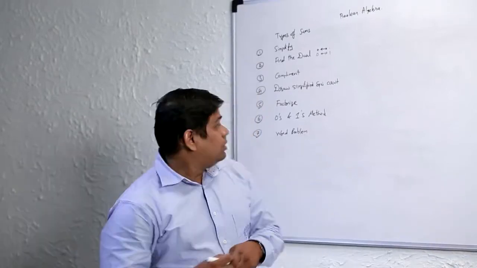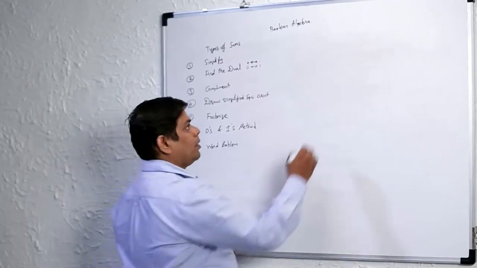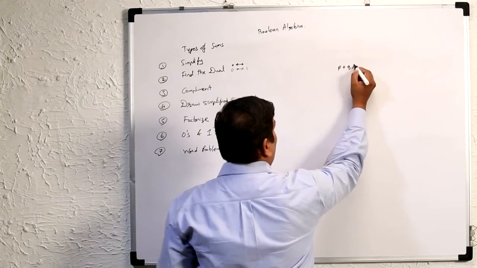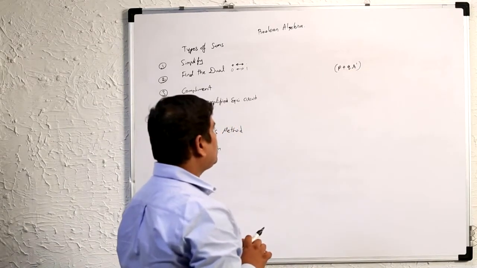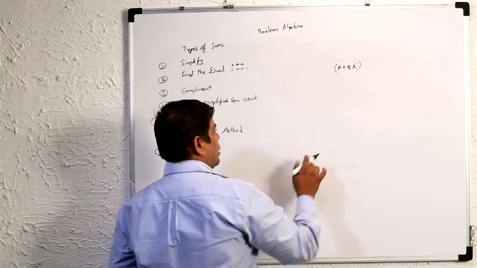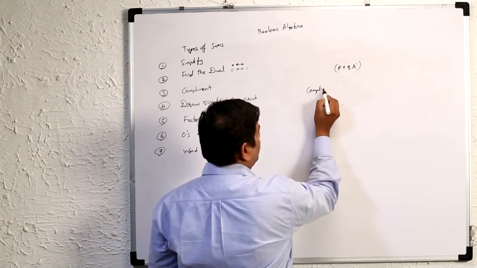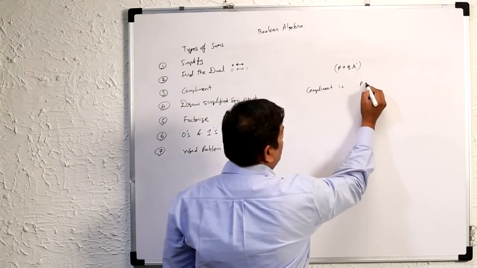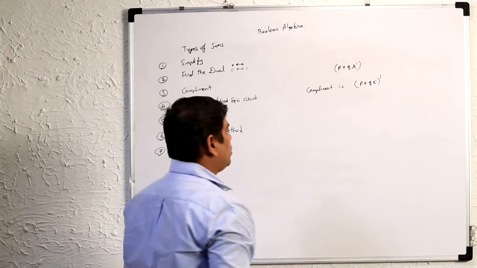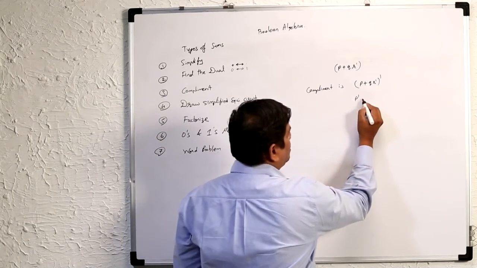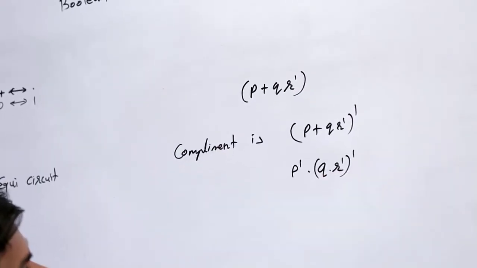Okay, now let us see the type 3 category, complement. The question will always come as: find the complement of P plus Q R dash. Now find the complement of this. There are two ways. The complement of this means P plus Q R dash the whole dash. Now you can use De Morgan's law and write this as P dash dot Q R dash the whole dash.